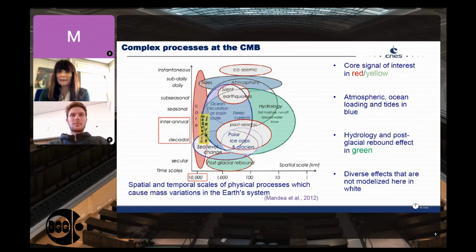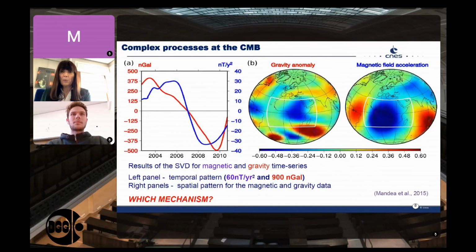job, and a few years ago, as I show in the next slide, we were able to use satellite data from CHAMP and GRACE, and to try to minimize all these different contributions in gravity anomaly and keep only the tiny signal from the core, and to do exactly the same for magnetic field acceleration. It was possible for us to show for the very first time that it's possible to think about a correlation between these two fields. And on the left panel, you can see the temporal pattern.